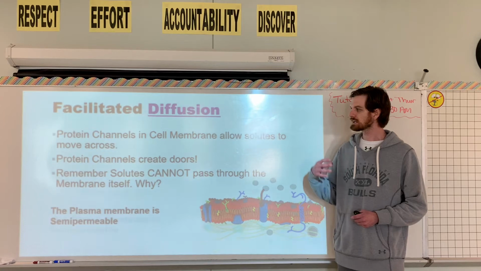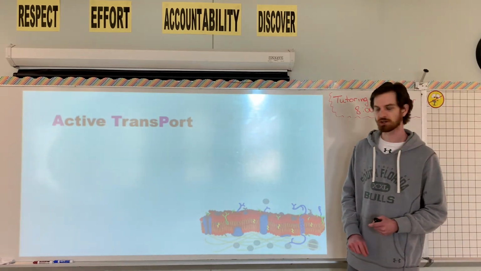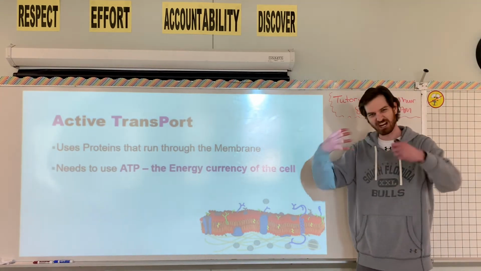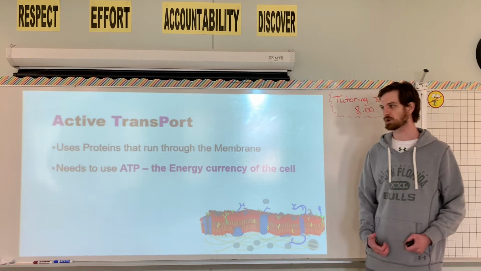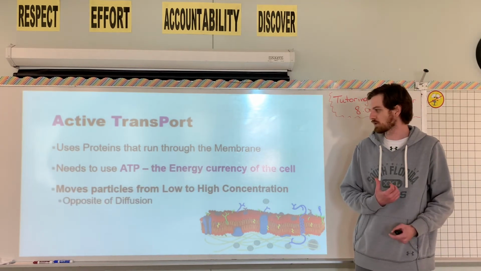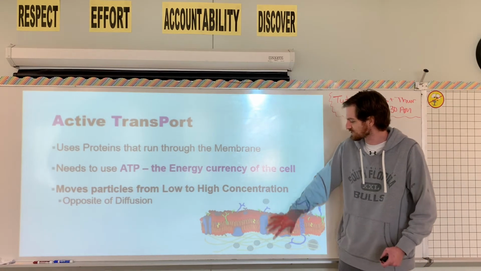All right. Active transport. Notice A, T, and P are in a different color there because it requires energy in the form of ATP. ATP is that energy currency for the cell. It's required to do work. Okay, so this is moving particles against where they want to go, from areas of low concentration to areas of high concentration.